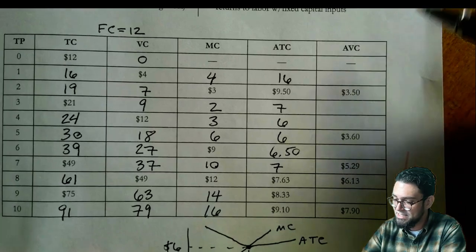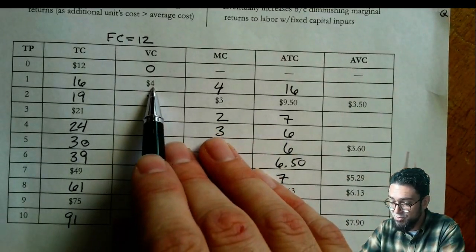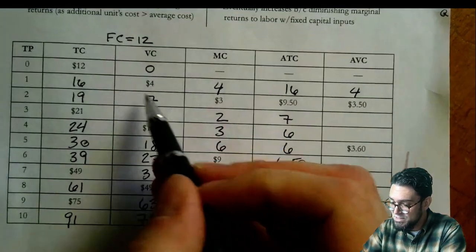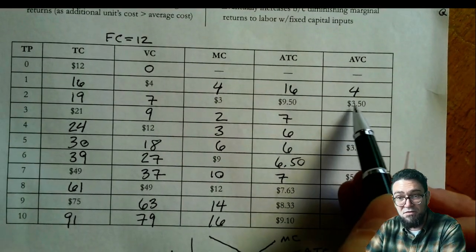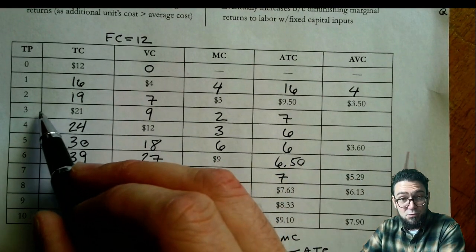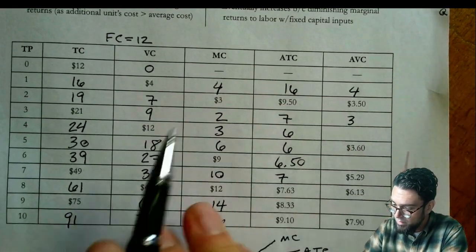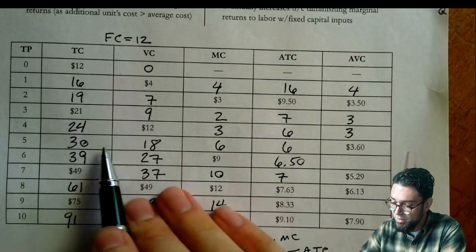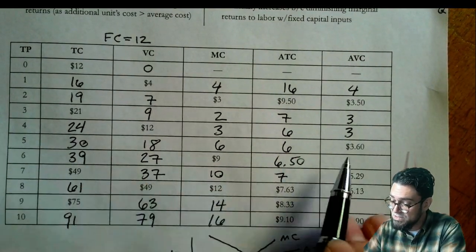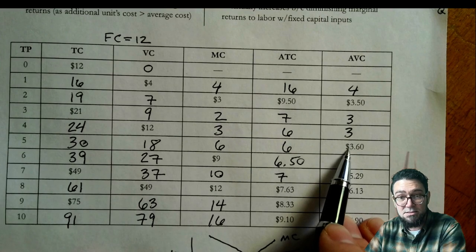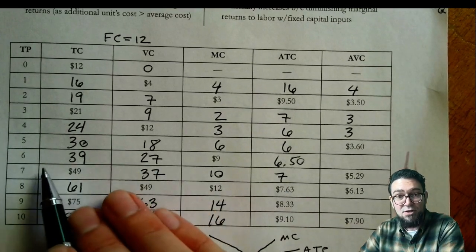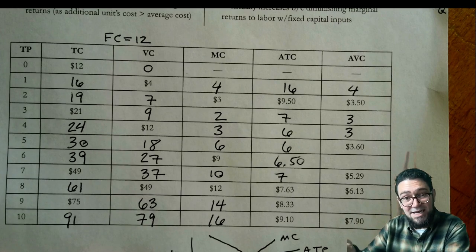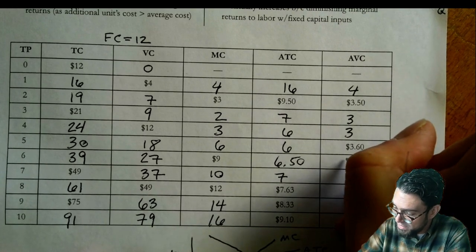Now let's take a look at the AVCs. Well, the average variable is just your variable cost divided by your total product. So 4 over 1 is 4. This one's done for you. 7 over 2 is 3.50. 9 over 3 is 3. 12 over 4 is 3. So here, that one's bottoming out again as well. 18 over 5 is done for you. It's $3.60. And then we've got 27 over 6. Well, 27 divided by 3 is 9, and then divided by 2 again is 4.50.